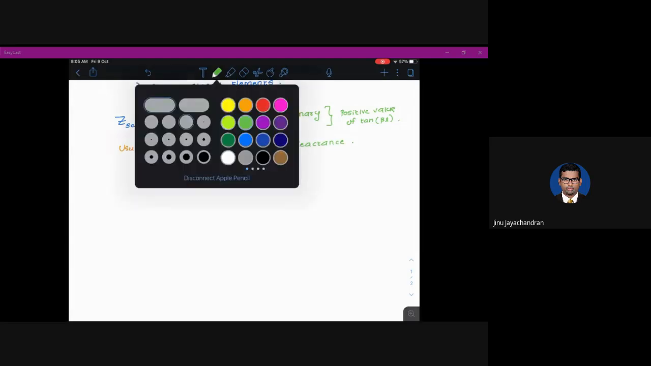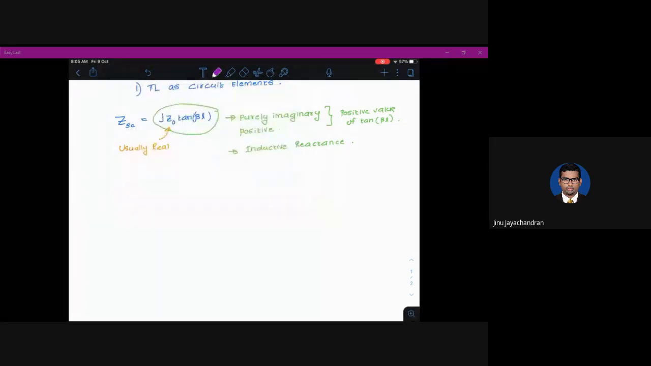And then if tan(βl) is negative, it implies the impedance is purely imaginary and negative. So what do you mean by a reactance which is purely imaginary and negative? It is a capacitive reactance. Okay.